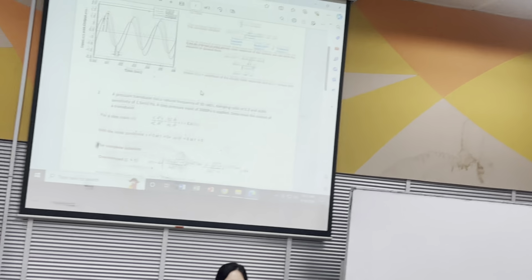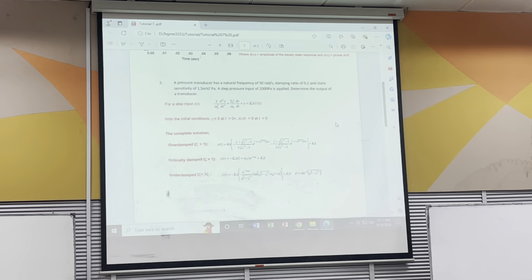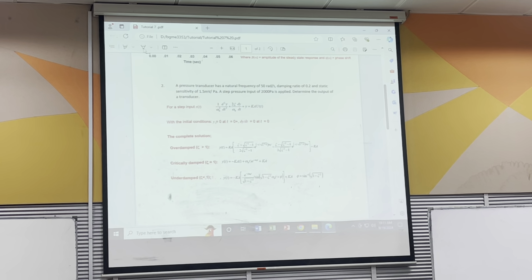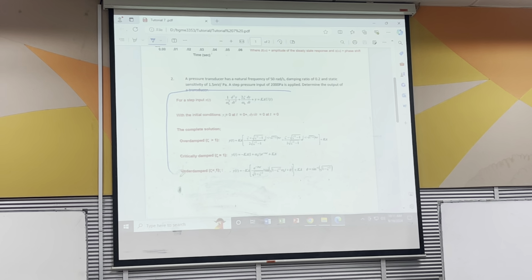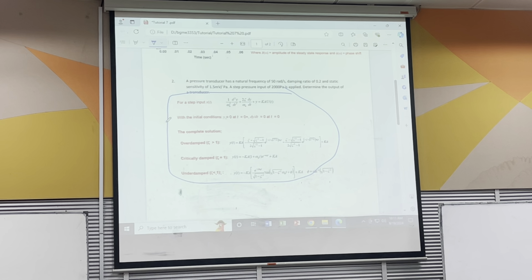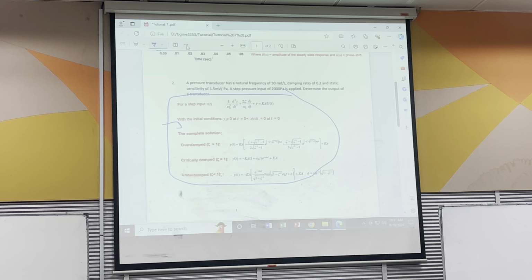Similar to the one in your lecture notes, right? How about question 2? Question 2, actually all these are just reference. Some students mistake this as having to work on every single thing here. No.